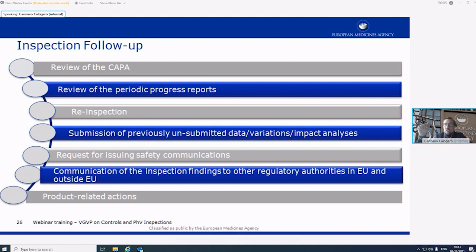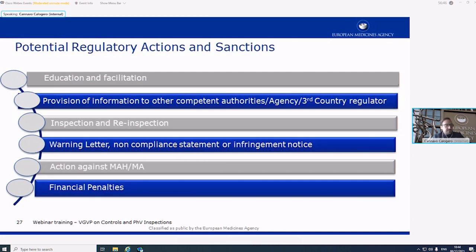Or again, submission of previously unsubmitted data, variation impact analysis, or request for issuing safety communication, or the same inspection finding could be communicated to other regulatory authorities in EU and outside EU. And product-related action, this could be another action that could be taken as a follow-up. This I will say in the next slide, because this is also related to the potential regulatory action that could be taken into account by the competent authority, and of course sanction.